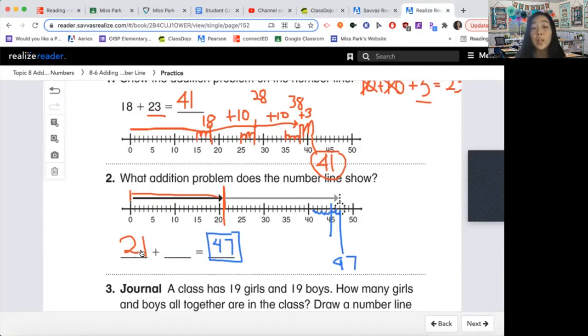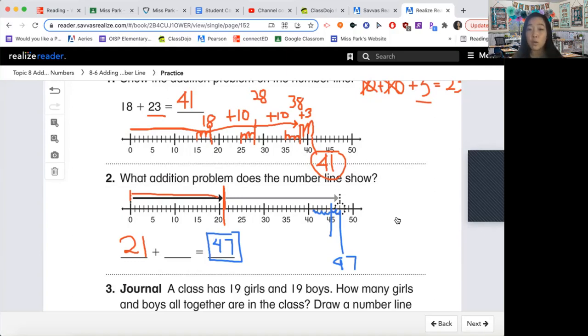What we need to do is find out how many numbers it took to get from 21 to the final answer, 47. We could do it the way I showed you earlier, where we skip count by tens first. From 21 to 31, that would be 10. 31 to 41 would be another 10. And then 41 to 47 would get us 6. So it would be 26.